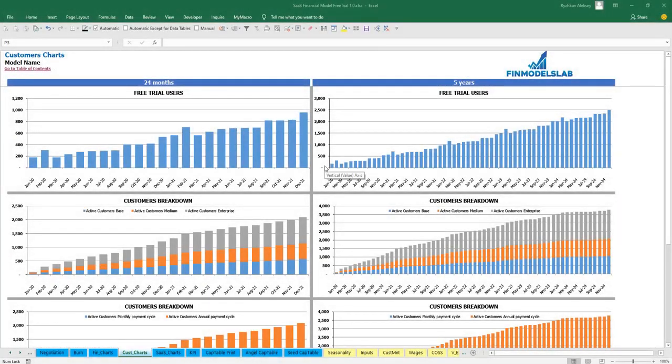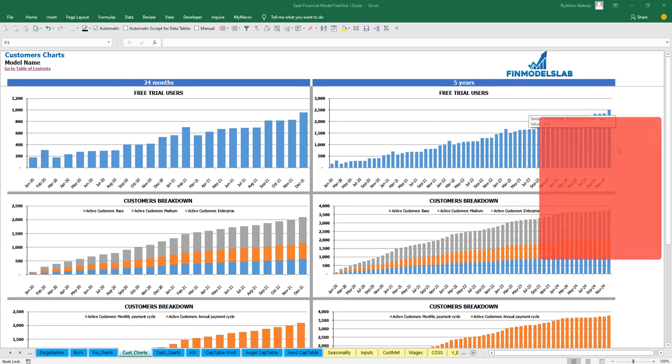On the Customer Charts tab, you may see 2 sets of charts with main customer metrics. This set of charts are 2 years broken down by months and 5 years broken down by months. On the first set of charts, you may see the free trial users, which means the active free trial users by months.